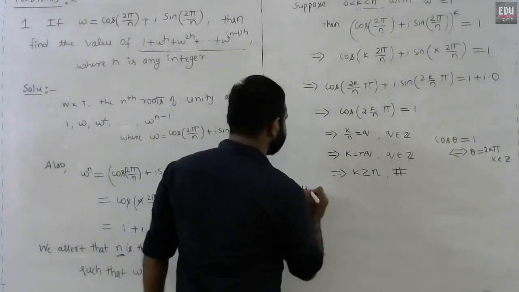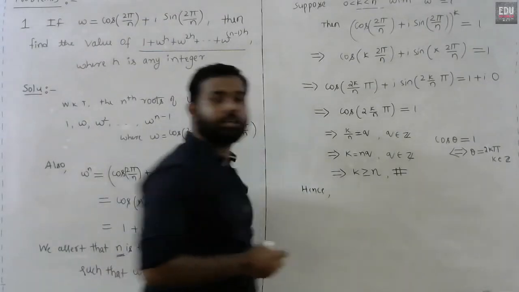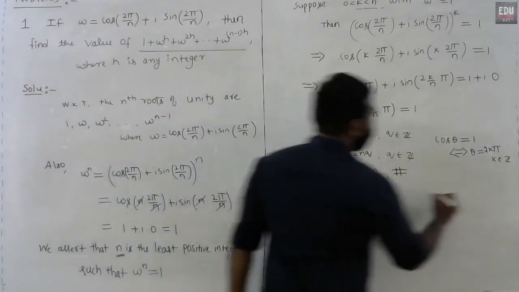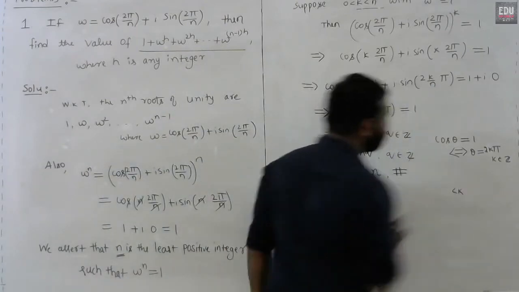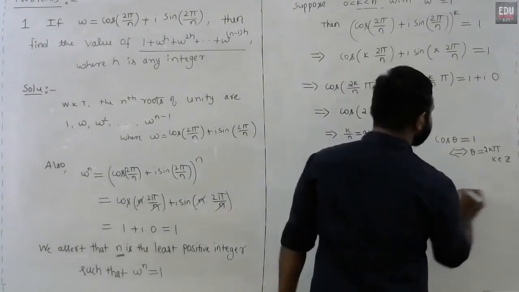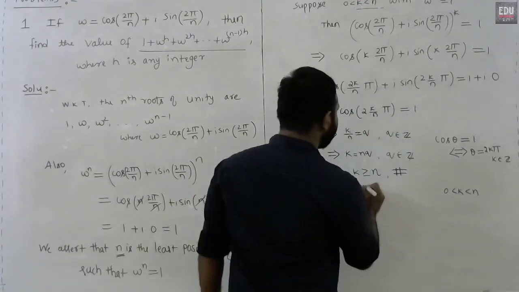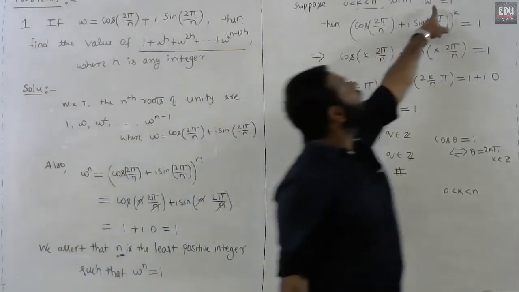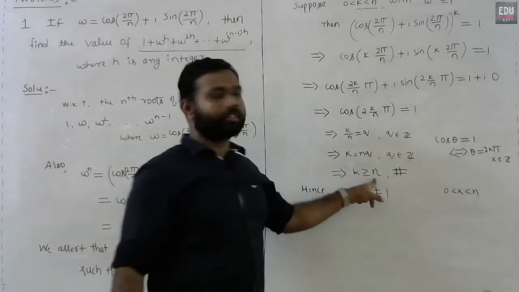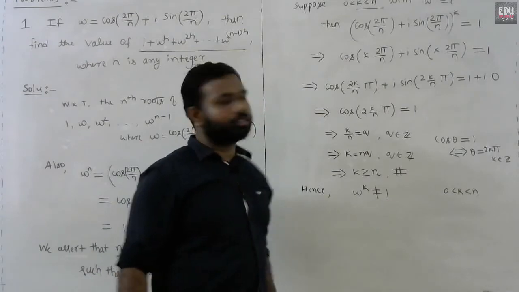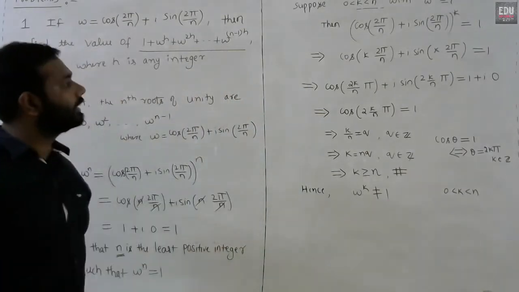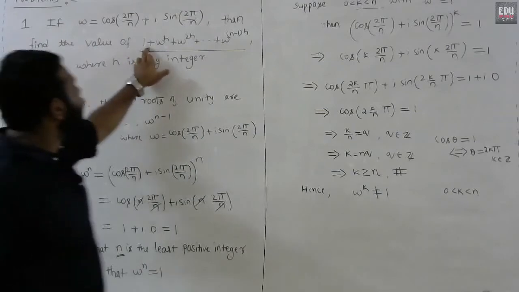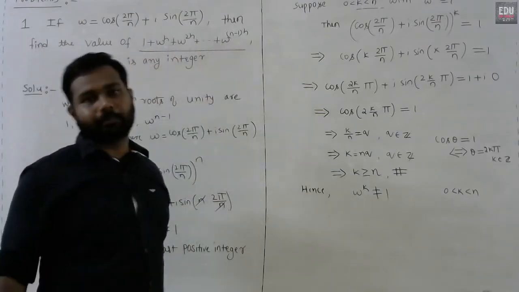Hence we can conclude that for any positive integer k less than n, omega power k cannot be equal to 1. If you assume that it is equal to 1, you will get a contradiction. So it has to be not equal to 1. Now with these initial ideas, we shall find the value of this sum.